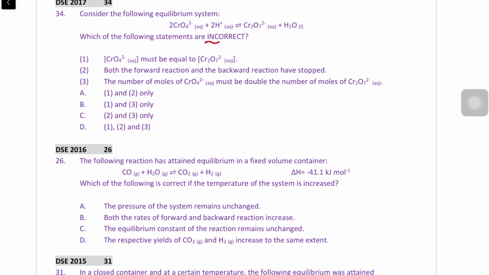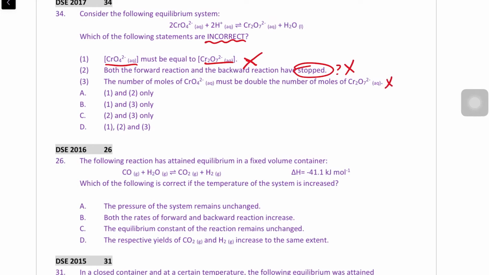Question 34. Which one is incorrect? First, the reactant equals to product. Okay, sure, this is incorrect. Sure, this is our answer. The second one, the reaction has stopped. Okay, so you should cross out, so as not to feel confused, right? Of course not, because in equilibrium, the forward and backward reaction always goes on.